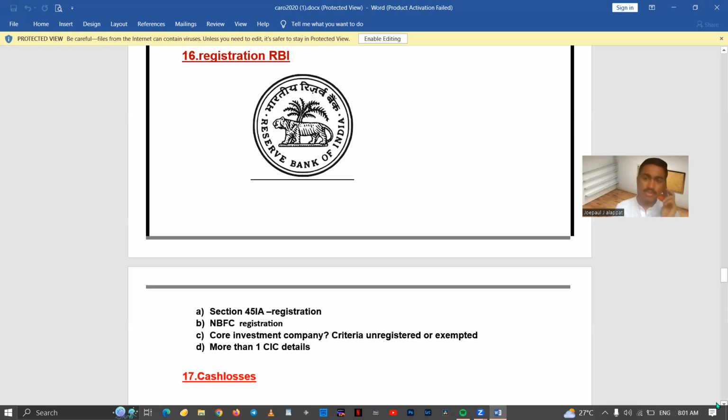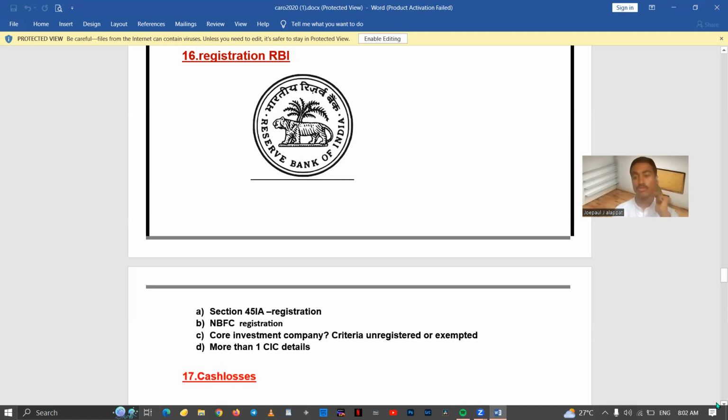This core investment company concept is very difficult to understand. I know that, guys. I can't help it. I'm not explaining too much. Let me revise again. You have to see whether 45-IA registration is there or not. Then you have to see whether NBFC activities are conducted without a certificate of registration. Then, if your company is a core investment company, are you fulfilling the criteria as required, or are you exempted? Then you have to see whether your company is a group company having many core investment companies. If it has more than one, you have to give the details.